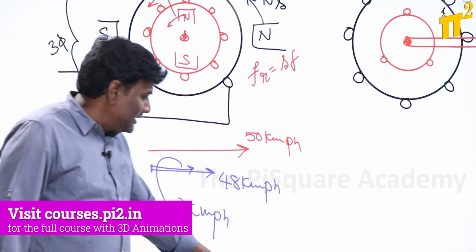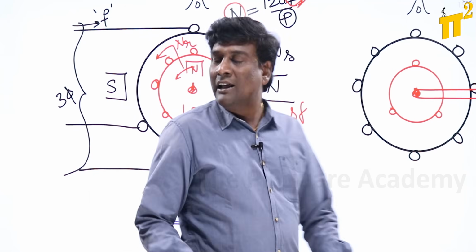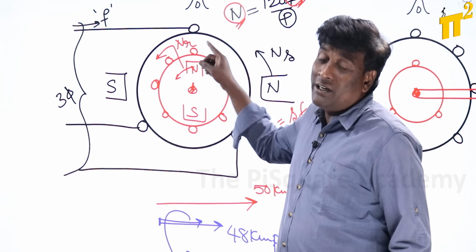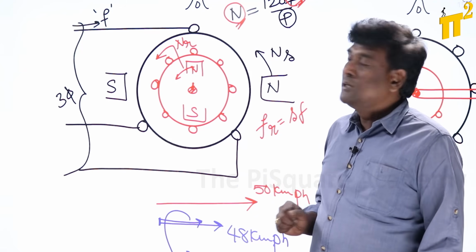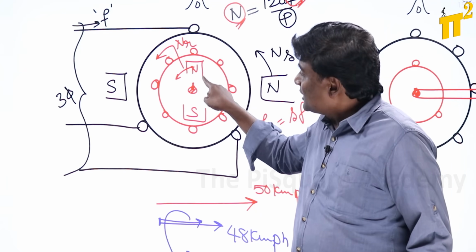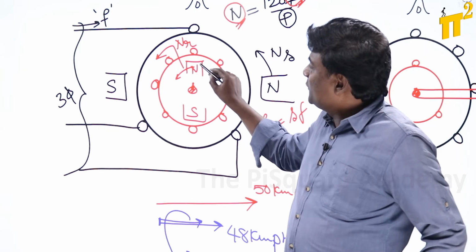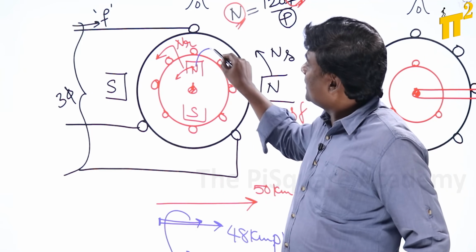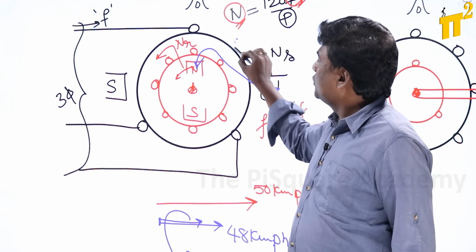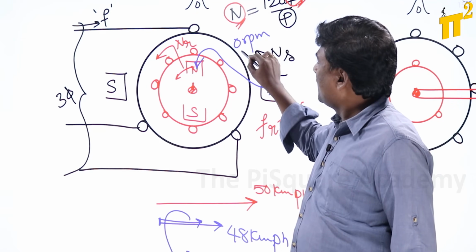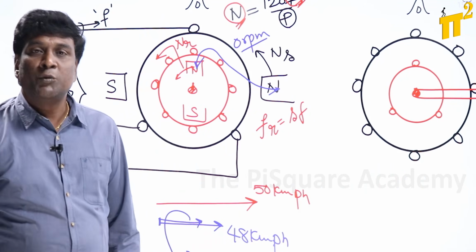In a similar way, stator MMF with respect to stator is rotating at 3000 RPM and the rotor is rotating at 2700 RPM, and with respect to the rotor, the rotor MMF is going to rotate in the same direction at 300 RPM, such that the relative speed between stator MMF and rotor MMF is going to be 0 RPM, or stator MMF and rotor MMF will become stationary to each other.